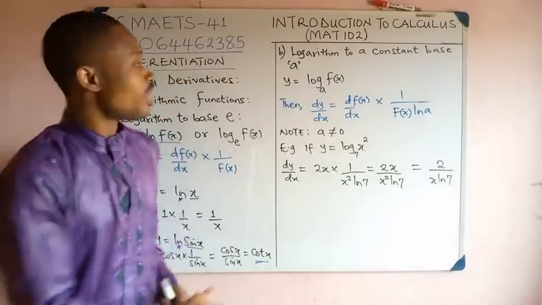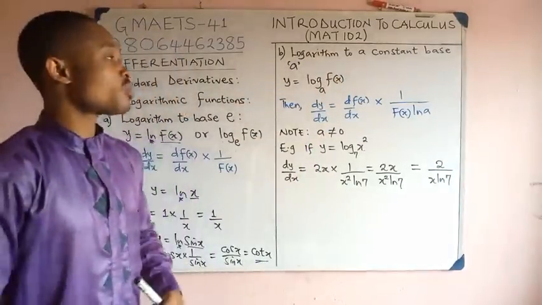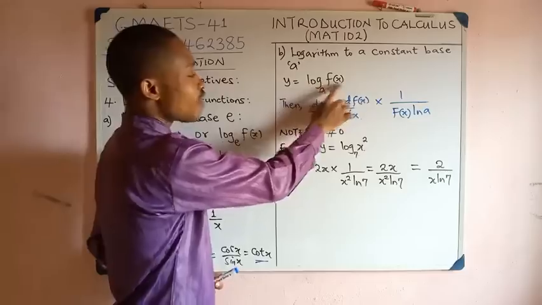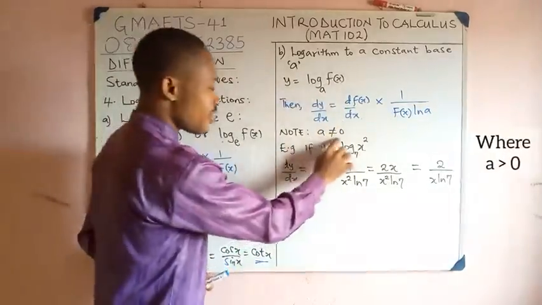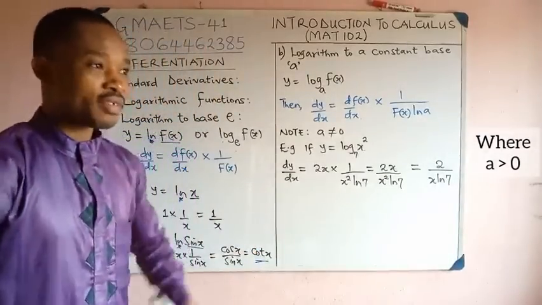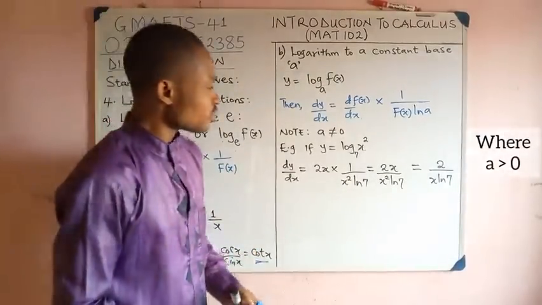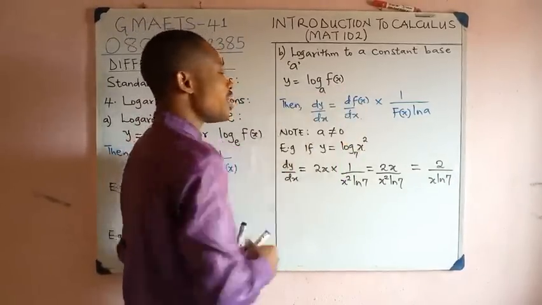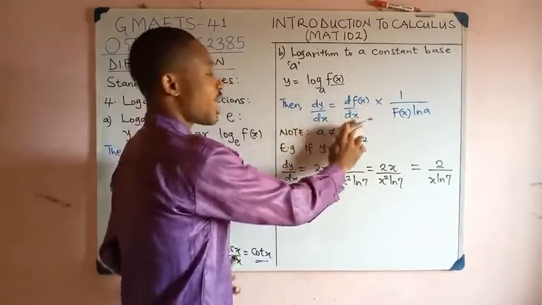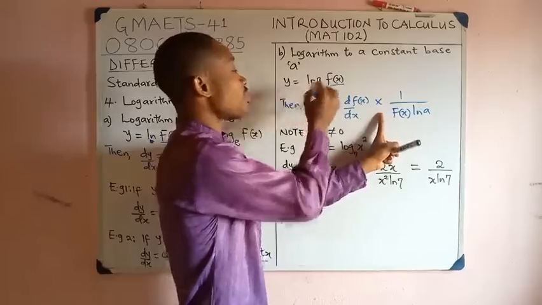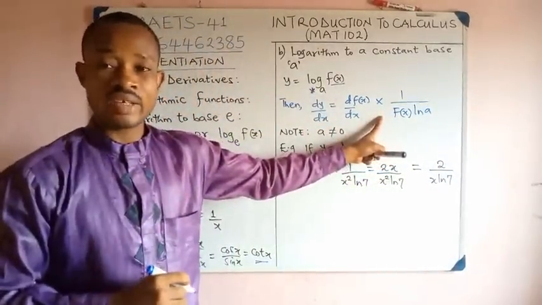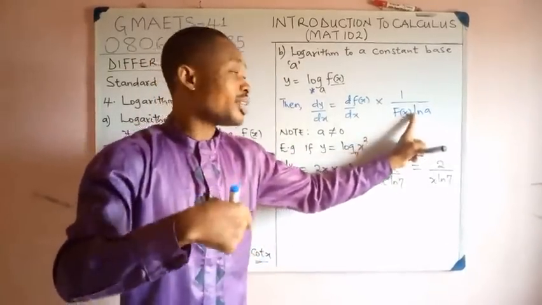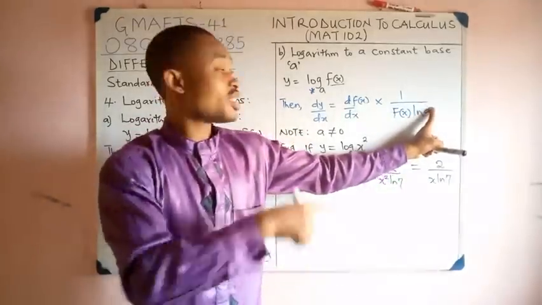Now, let us move on to the second one, that is logarithm to a constant base a. How is it written? You can look at it. y is equal to log f of x base a. a can never be 0. Take note of that. In fact, it can't even be a negative value. It's usually positive. So how do we go about that? dy over dx is now equal to, you differentiate the minor function as usual, our f of x with respect to x. Then times the derivative of the major function, which is log to that base a, which is going to be 1 over what is in front of it, which is f of x, times ln of the base, which is ln a.